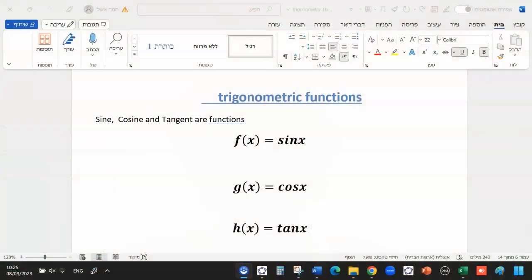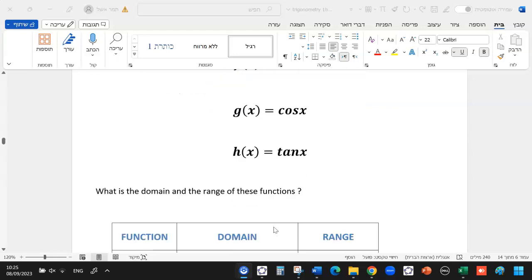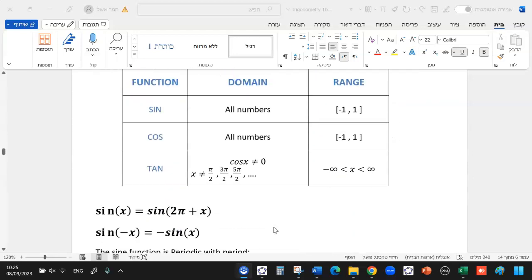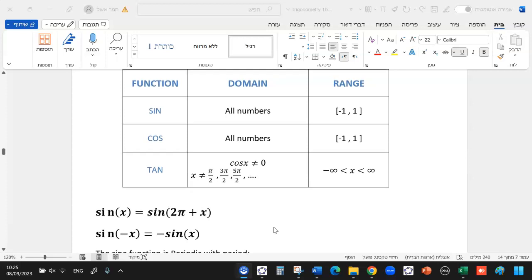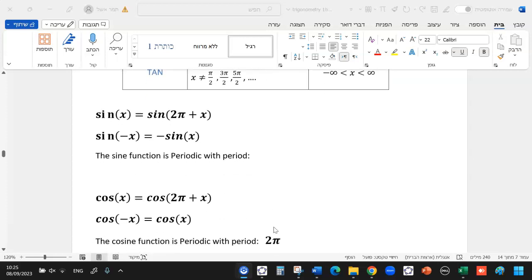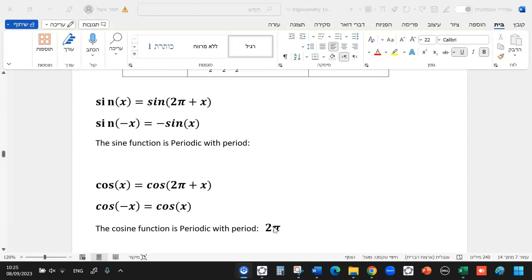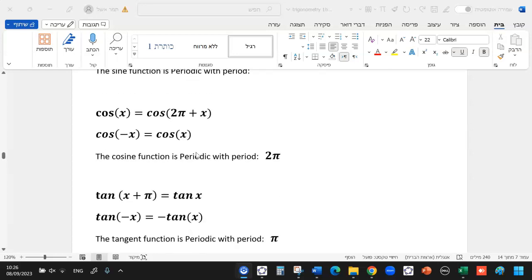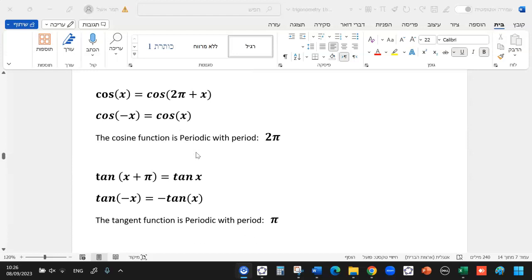Hi, in this video we will talk about the graphical description of the three trigonometric functions. So we already saw that sine, cosine, and tangent are functions. We saw the domain and the range of each one. And here you have explanation about the periodic style of the functions. For sine and cosine, we have a period of 2 pi. For tangent, the period is pi.